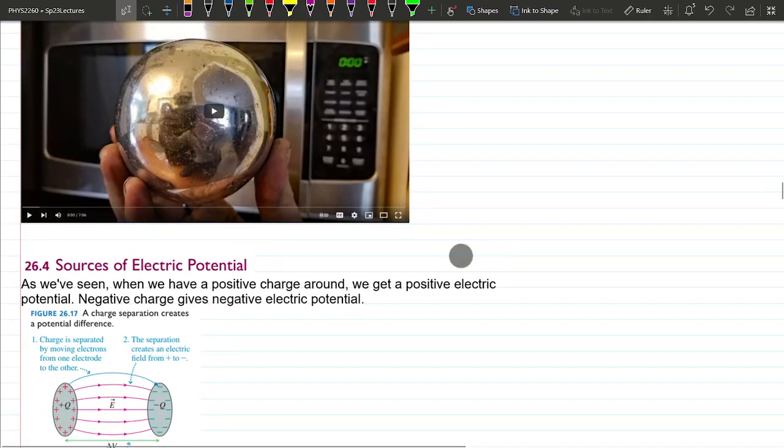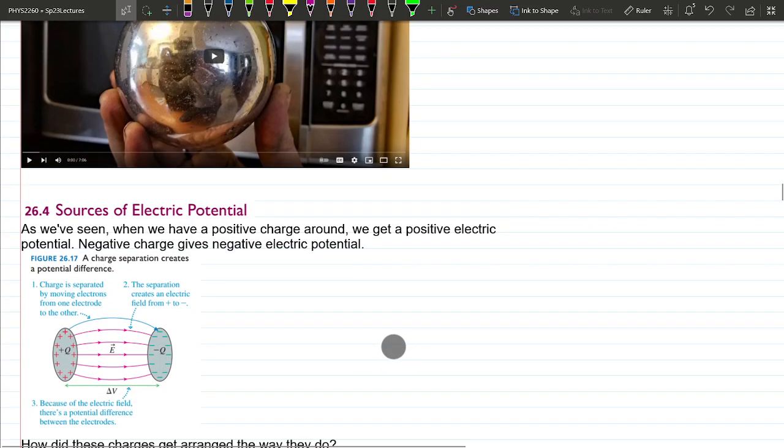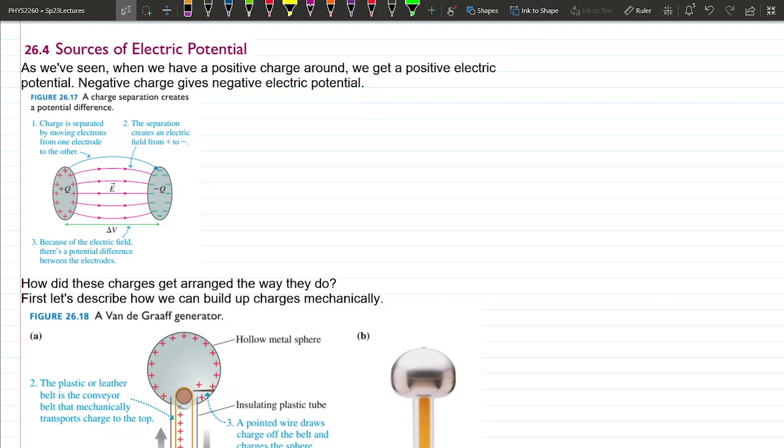So that's actually that section. We're just going to talk about that conceptually. But the next thing we're going to talk about is: what are the sources of these electric potentials? How do you create voltages?